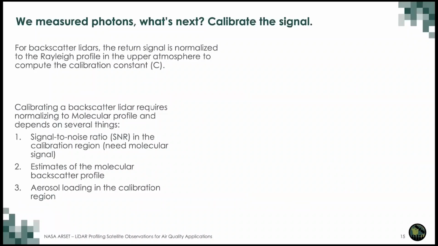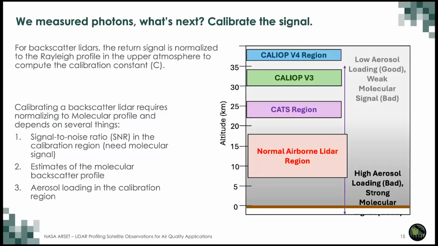Well, the first step is we have to calibrate the signal for backscatter LiDARs. And to do that, basically what we do is we normalize the backscattered signal to a region of the atmosphere where we're relatively sure that it's free of aerosols. So that means higher in the atmosphere. And so we normalize to the molecular or Rayleigh signal. And here on the right, you can see an example of the different regions of the atmosphere where various LiDAR systems tend to calibrate their signal.